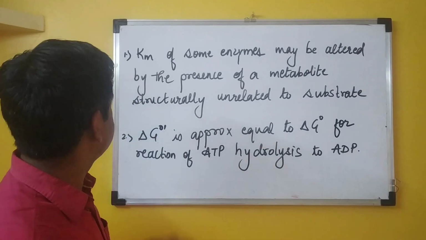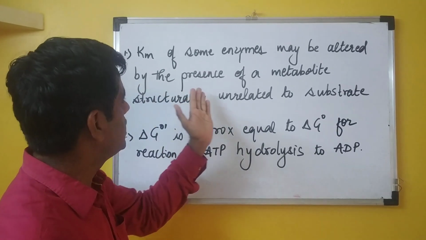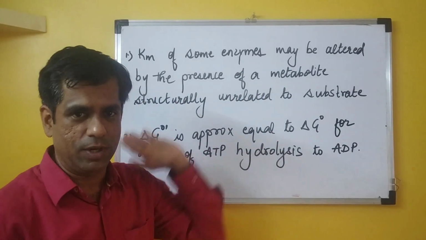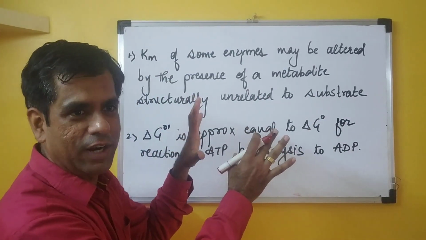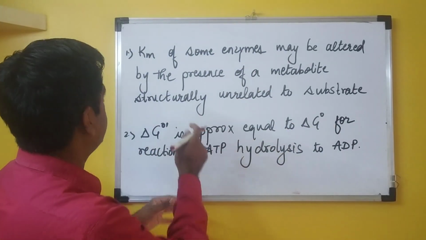So the question for today is that Km of some of the enzymes may be altered by the presence of a metabolite which is structurally unrelated to the substrate, right? Now let us work it out before we try to find out whether this is true or false. Let us try to understand the meaning of this entire sentence.